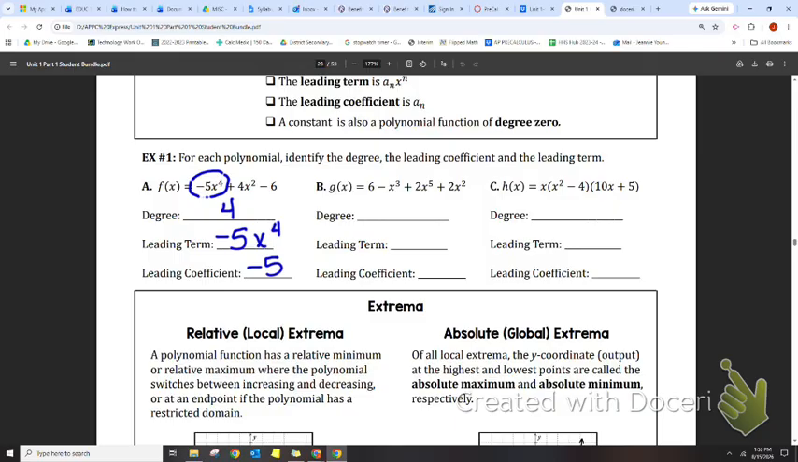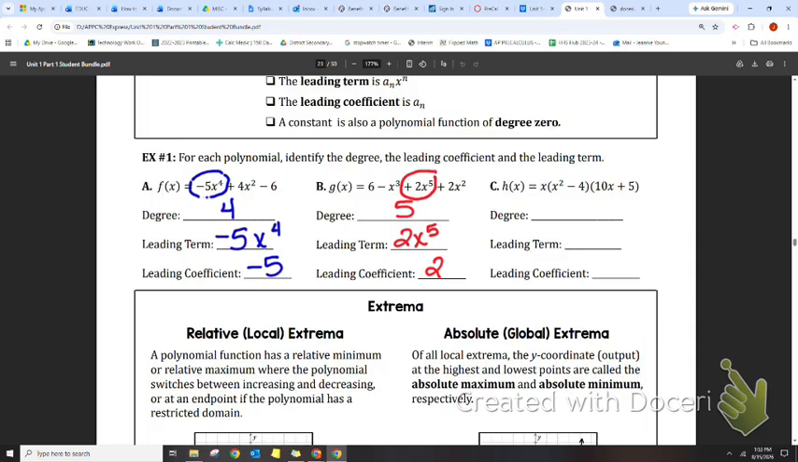So for B, let's go find that leading term. Now be careful because this one's not in order, but there's our largest exponent. So 2x to the 5th is our leading term. And just think about if I told you to put this in descending order of the exponents, that's the one you would write first. Okay, so I know my degree then is the exponent 5, and my leading coefficient is the number in front of that x to the 5, so a 2.